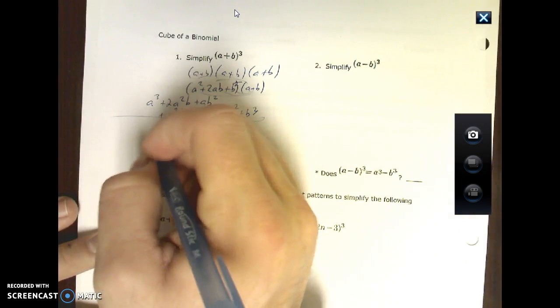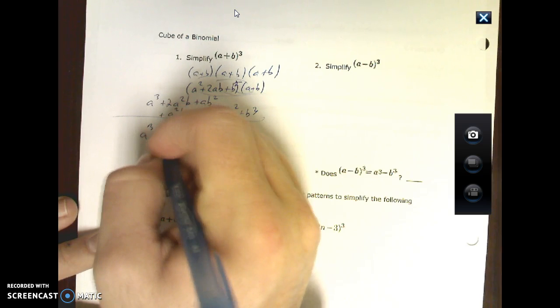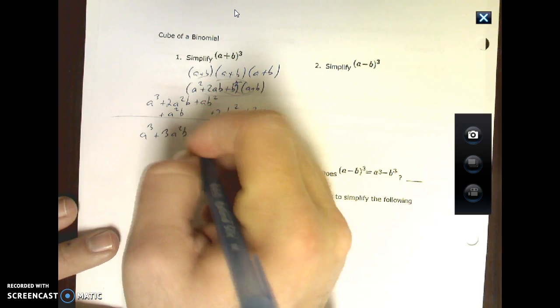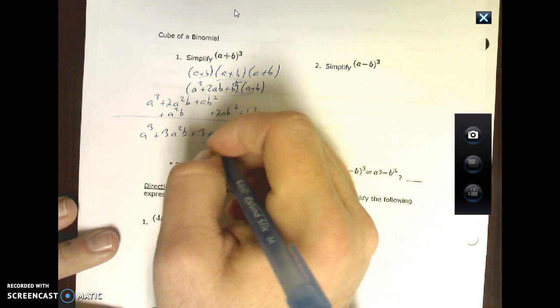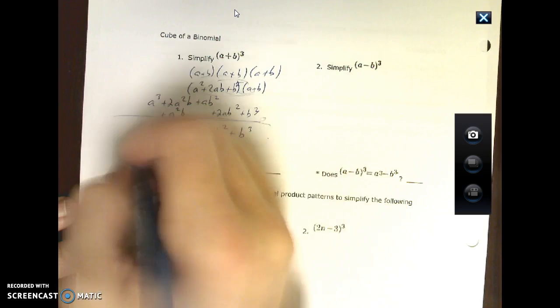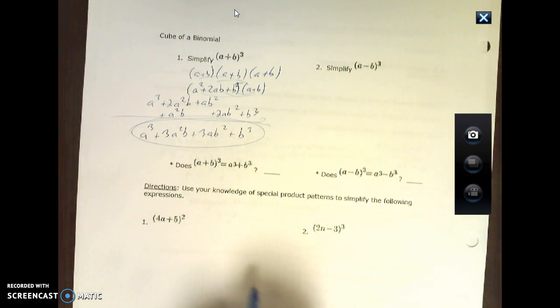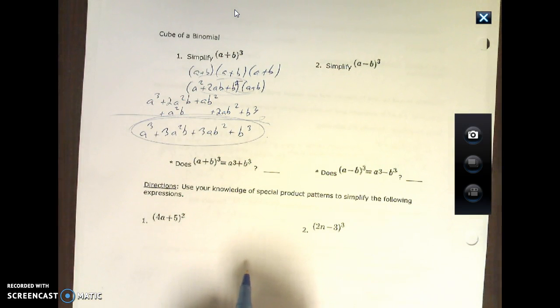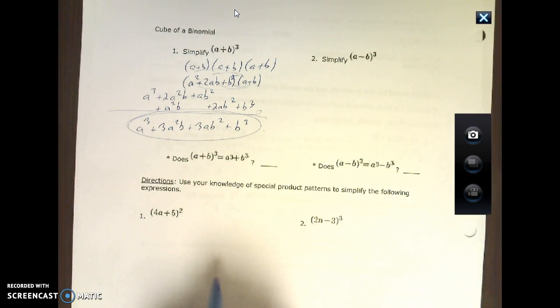Whenever I add together like terms, a cubed plus 3a squared b. These two combine together to get me 3ab squared. And then lastly, I got b cubed. This is a beautiful pattern. It helps us out immensely. Okay, I will show you the special pattern down here.